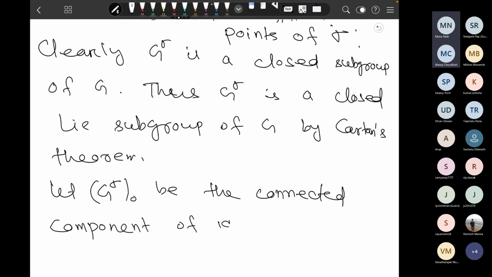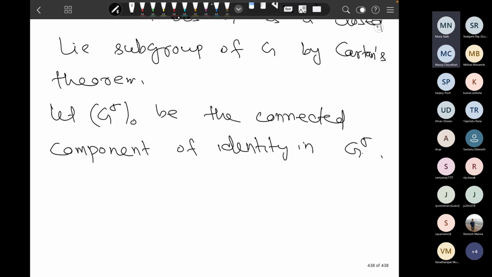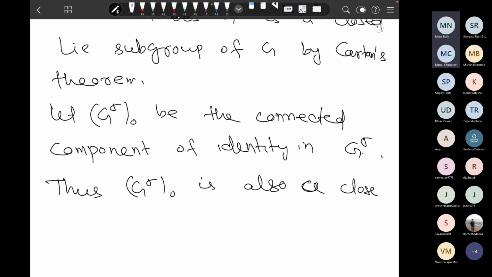The connected component of identity in G^sigma. Okay, so in G^sigma, and this G^sigma_0 is also closed in G^sigma. Therefore, this is a closed subgroup. This is also a Lie group. Thus, G^sigma_0 is also a closed subgroup of G. This is clear.